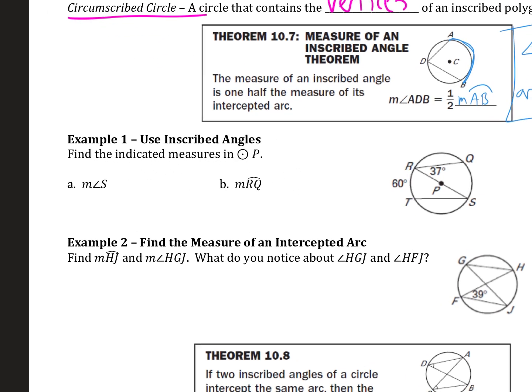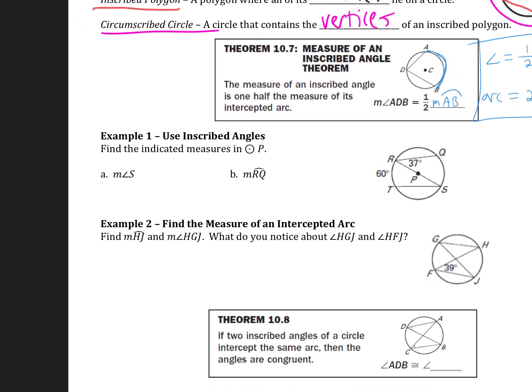All right, we're looking for the measure of angle S. Okay, so here's angle S right here, right? So we know the angle is half the arc, and the arc is double the angle, right? So what do we have here? Do we have the arc or the angle? We have the arc, which is 60. So are we looking for the angle, or are we looking for the arc? Looking for the angle, right?